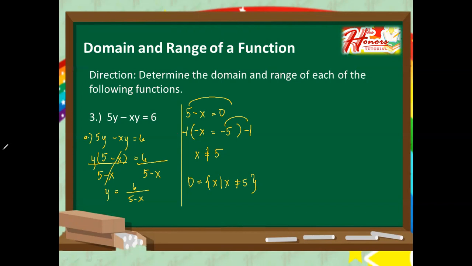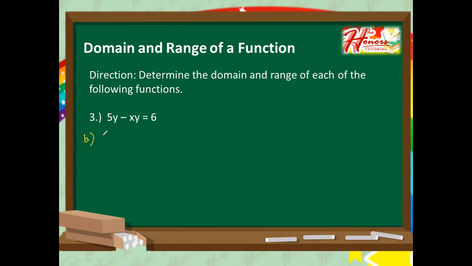Now let's solve for the range. I will erase this in order for us to solve for the range. Letter B. Let's copy the given again. So that is 5y minus xy equals 6. Our goal here is to have x only at the left side of the equation. So therefore, let's have negative xy at the left side of the equation. And then let's have 6 here and transpose positive 5y. So we have here negative 5y.